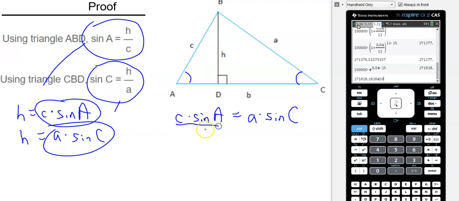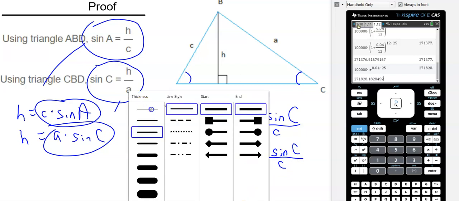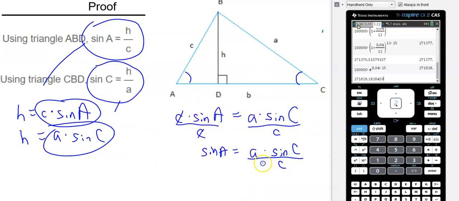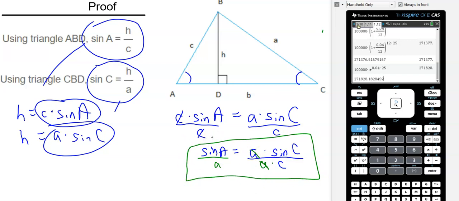So let's divide by C here. Those nicely cancel there. We get sine of A equals A times sine of C divided by C. And then I'm going to divide by A over on this side, divide by A over here. This nicely cancels. And we get at least 2/3 of the law of sines.